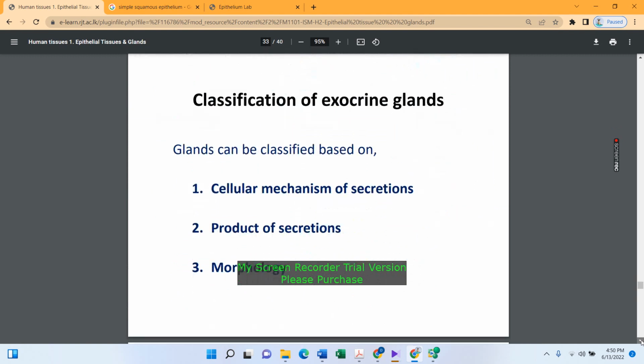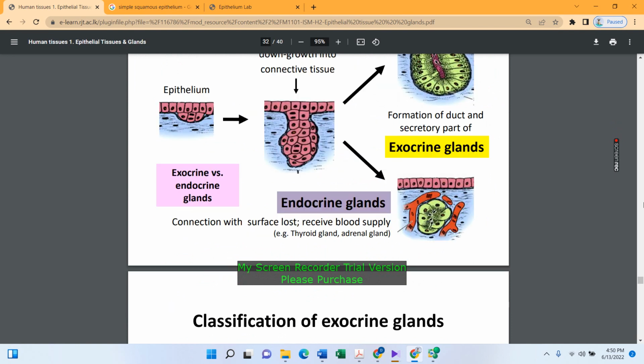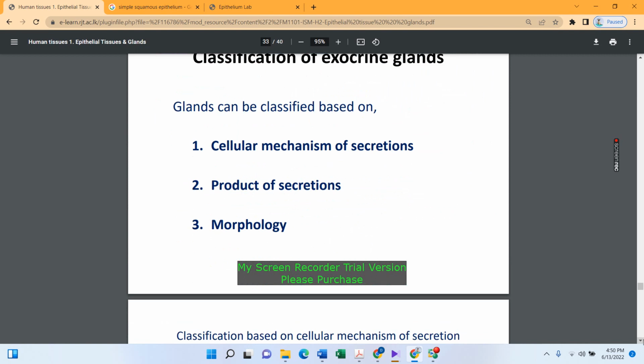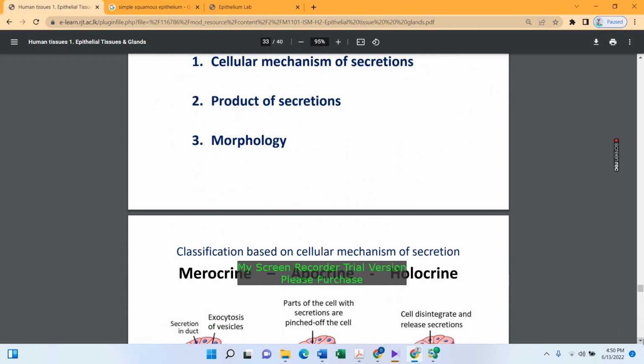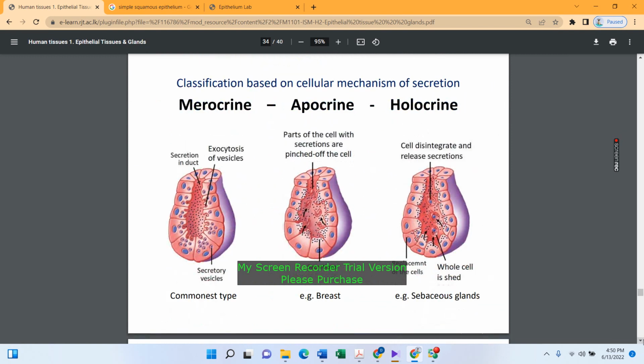So, classification of exocrine glands. Now endocrine is the thyroid and adrenal, right? Exocrine is this one. We can remember it because exo means having a connection with the external surface. So that is how we are going to classify exocrine glands, based on the cellular mechanism of secretion, product of secretion, and morphology. Based on the mechanism, we are going to classify it like this: merocrine, apocrine, and holocrine.